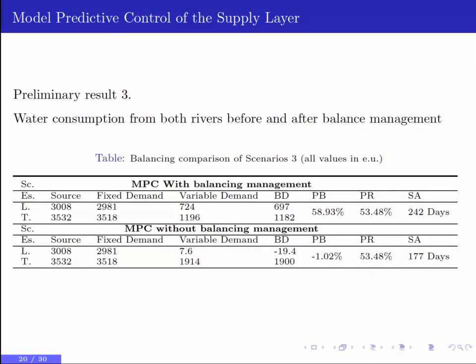Here are preliminary results of balance management. In this table, BD represents last demand from the two rivers, and PB is the proportion of that. PR is the proportion of supply ability of the two rivers. The similarity between PB and PR is the objective of balance management. This table proves that after balance management, water usage in the two rivers is proportional to the supplying ability. Besides that, during the drought season, supplying time for the whole network, as the SI shows, is 65 days longer than the controller before balance management.